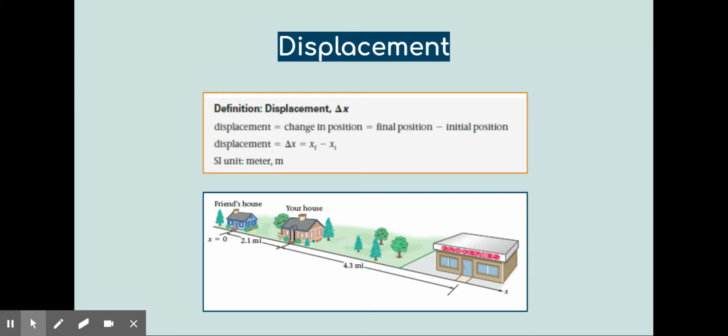Displacement is another term you're going to need to be familiar with, and it is represented by delta x. So displacement is just a change in the position of an object or particle. And that change is calculated by subtracting the initial position from the final position, so xf minus xi. So displacement just tells us the change in position, and it is measured in meters. And it is a vector because it indicates a direction.